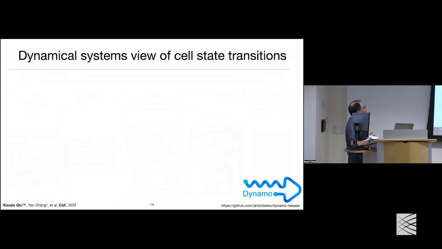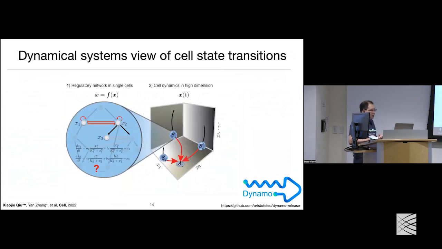So fundamentally, we use a dynamical systems view to understand the cell state transition. Under this perspective, each cell can be represented as a point in a high-dimensional gene expression space, where each dimension, like X1, X2, X3, corresponds to a different gene. And then the velocity of the gene expression, or the time derivative of the gene expression state, X dot, is governed by the underlying gene regulatory network function F(x). So this F(x) essentially just represents the underlying gene regulatory network.